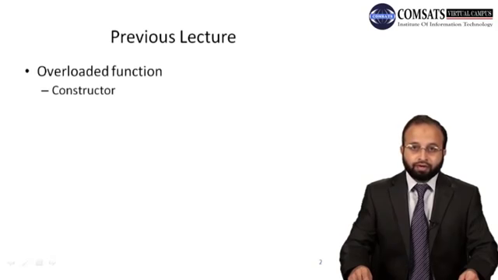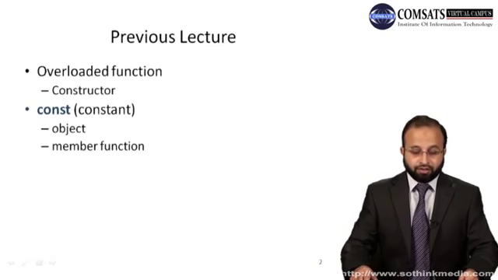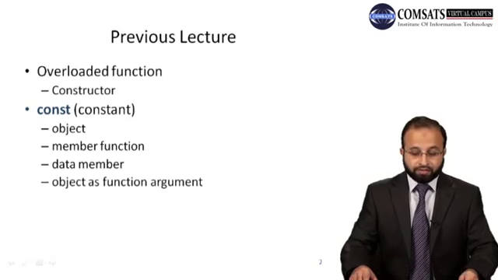So constructor overloading is when you can have more than one constructor in a class, and the number of parameters passed to those constructors should be different. This is called constructor overloading. For example, you can have a constructor with no argument, and constructors with 1 argument, 2 arguments, or 3 arguments. Then we have seen a constant object, constant member function, constant data member, and constant object as function argument.